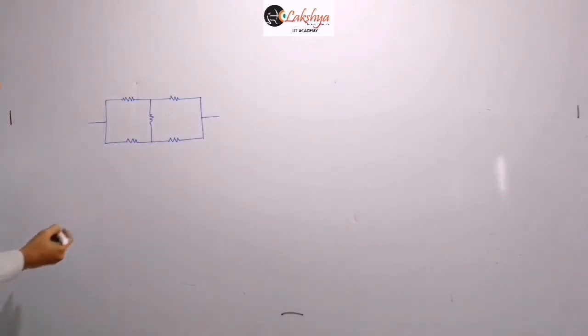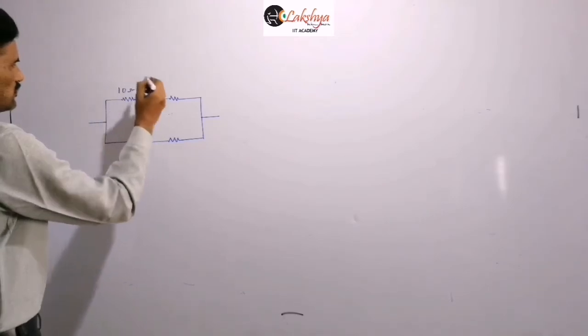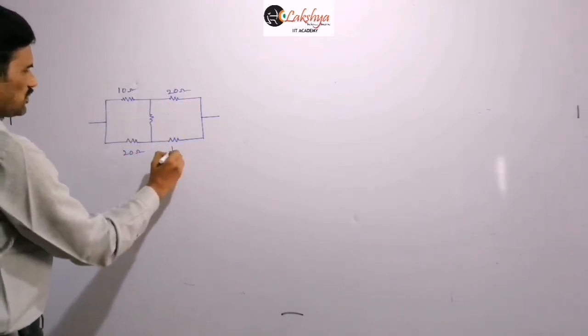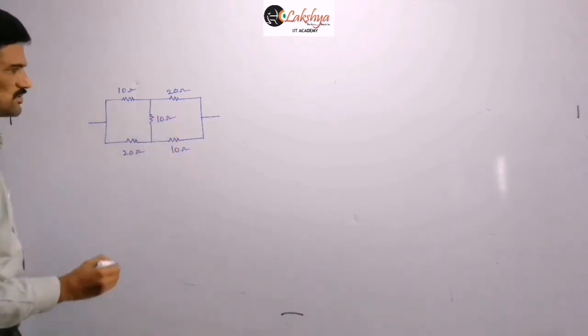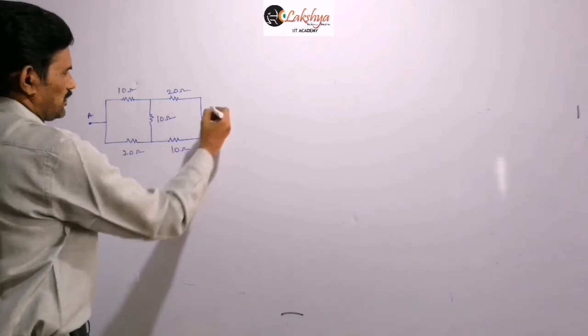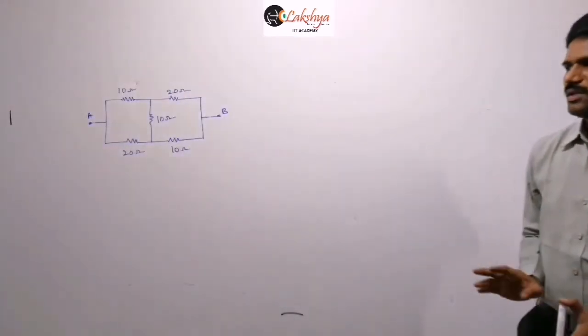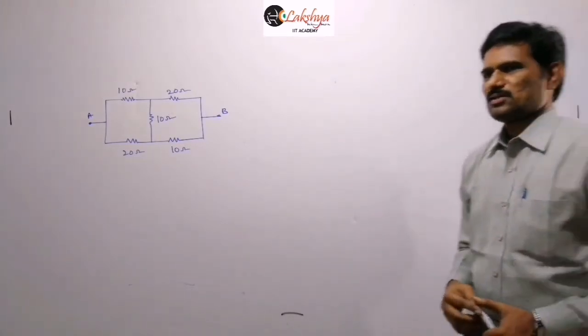So then this is our circuit here. Suppose I am taking this as 10 ohms, 20 ohms, and this is 20 ohms, 10 ohms, and this is 10 ohms. So we need to find the effective resistance between the points A and B. So just write that problem. Find effective resistance between the points A and B in the circuit shown in figure.